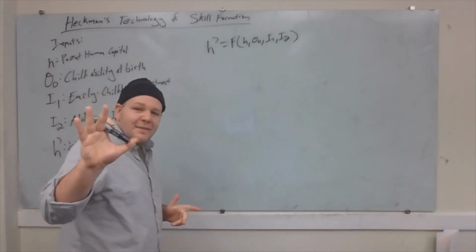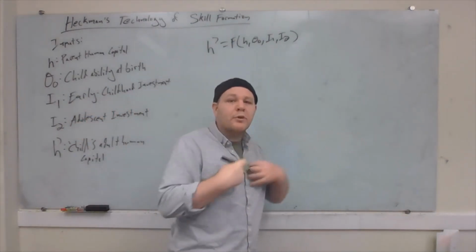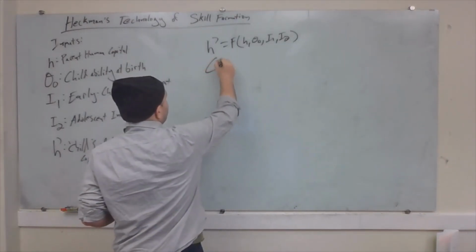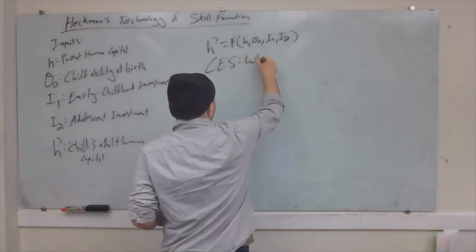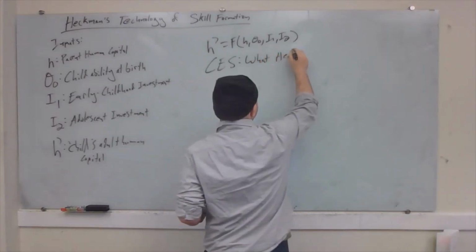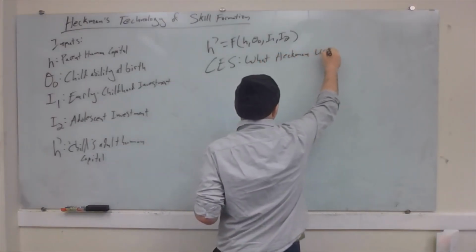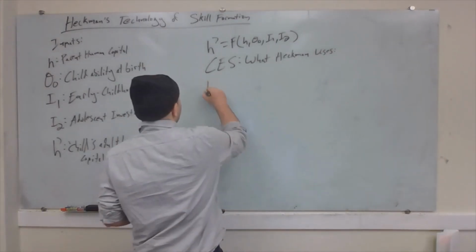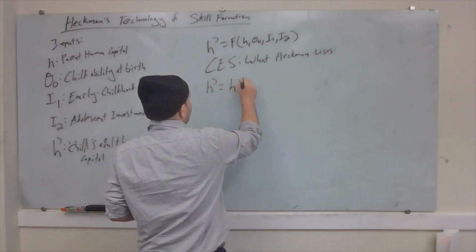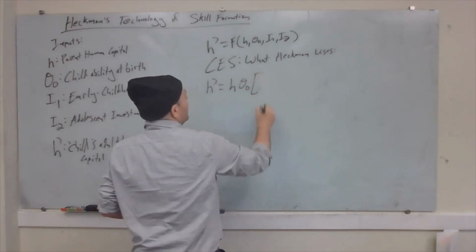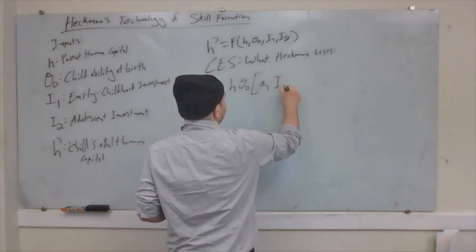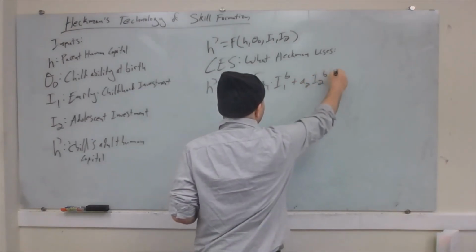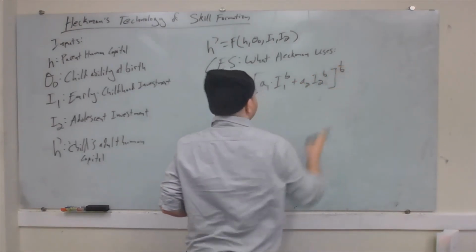The way that Heckman does this in the paper, which I'm just going to show you so you can map what we're doing in class to what's in the paper, is he uses what's called a CES production function, or constant elasticity of substitution. And the CES production function is going to have a form like H prime equal H times sigma naught, all times A1 times I1 to the B, plus A2 times I2 to the B, all to the 1 over B.